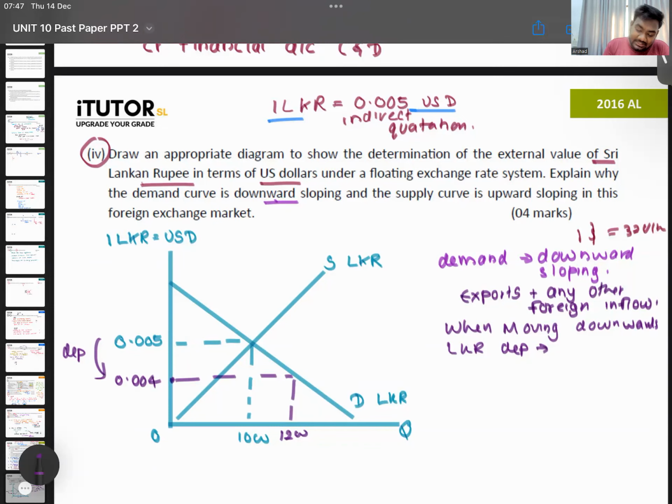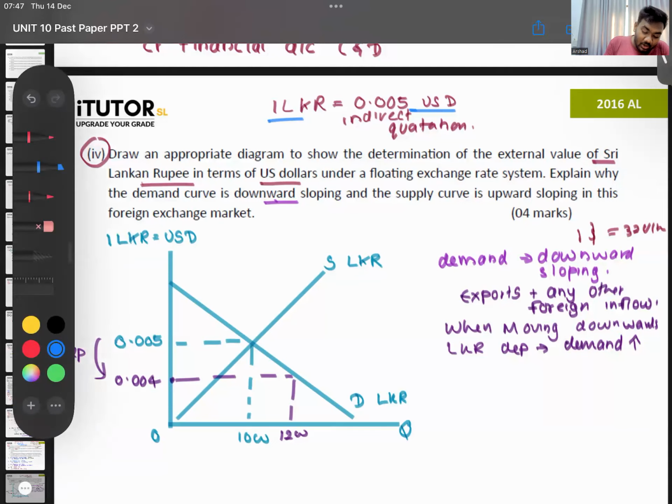When moving downwards, the LKR depreciates, and as a result, the quantity demanded increases because exports are cheap. Write that in your own words. Same thing, the opposite. Let's say when the rupee appreciates, 1 rupee is $0.006. Now exports are much more expensive.